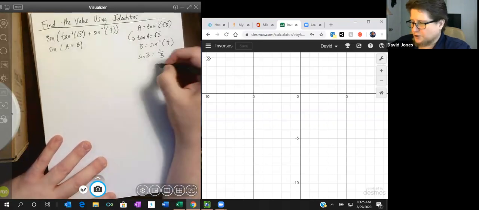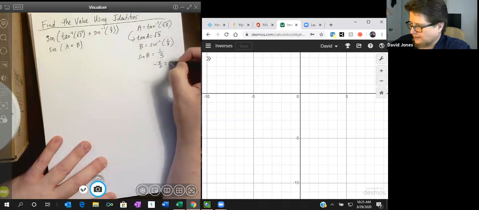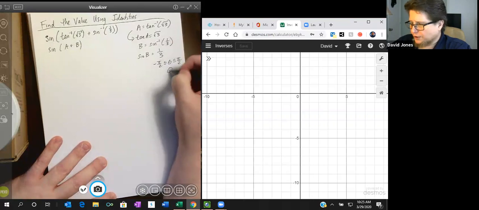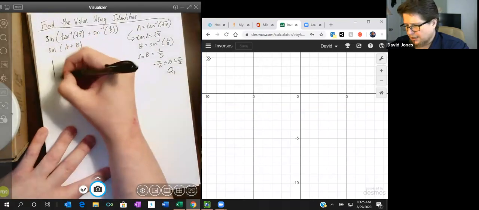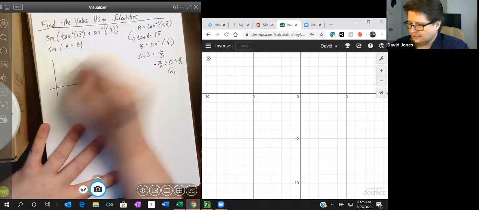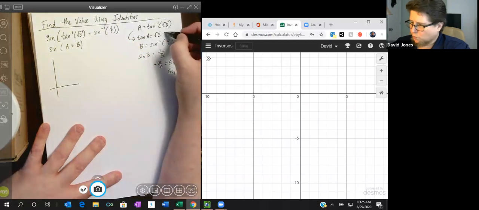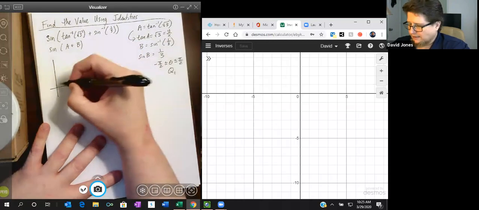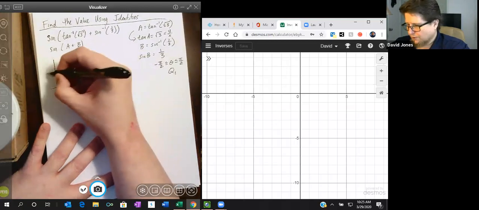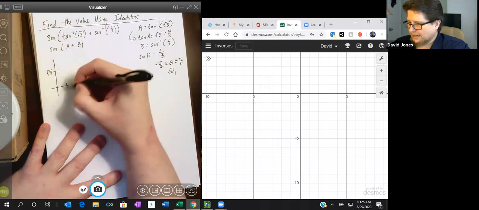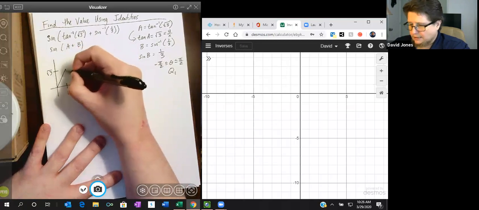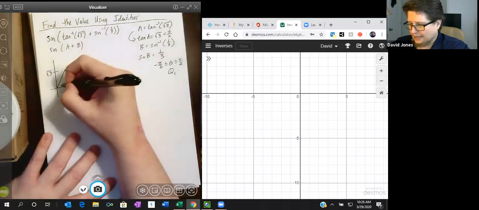These both have the same domain restrictions. And they're both positive, so they're both in quadrant 1. So I need to draw a picture for A and B. A, tangent is y over x. So my y value is root 3. My x value is 1. And that's angle A.